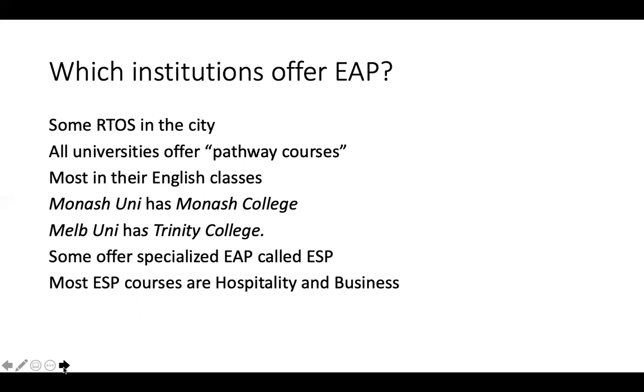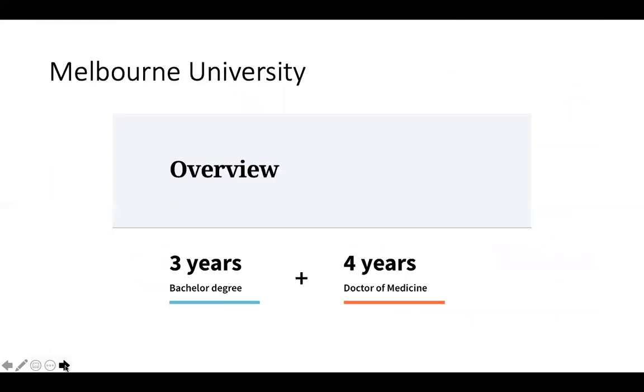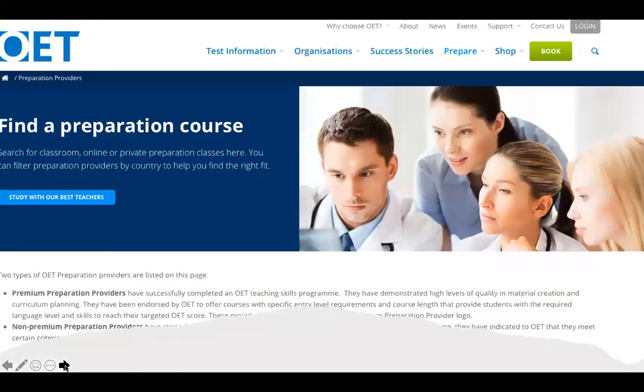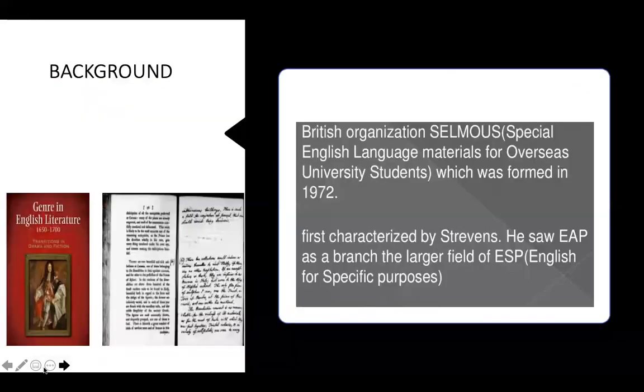And EAP courses are run at the feeder colleges for the universities, such as Monash College for Monash University. And we can see this one's a 5-week course at Monash College. And we talked about ESP, which is, for example, for medicine, you'd be doing the OET course. And in the history, the very first organisation to teach EAP was Selmoose in 1972.